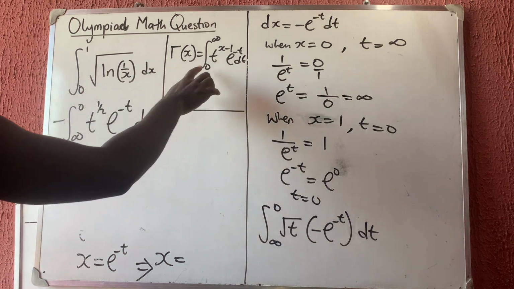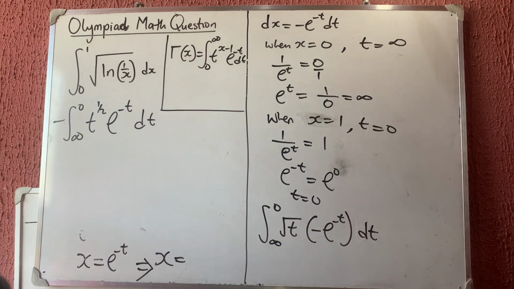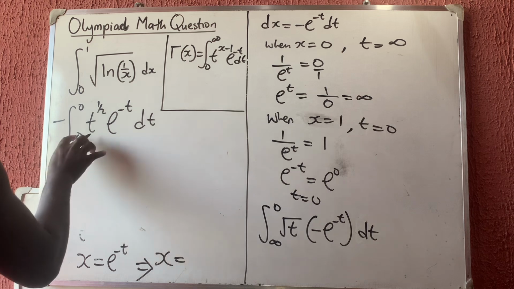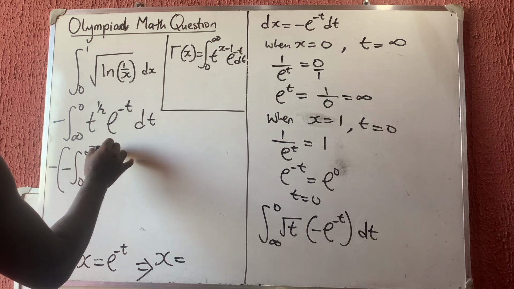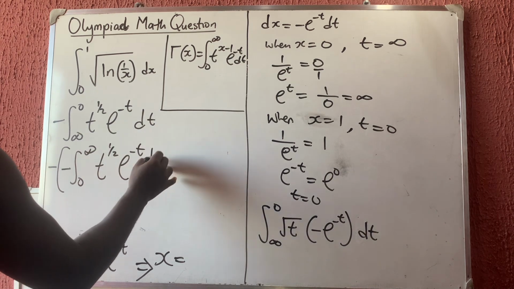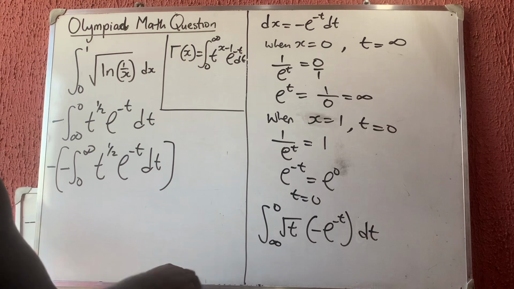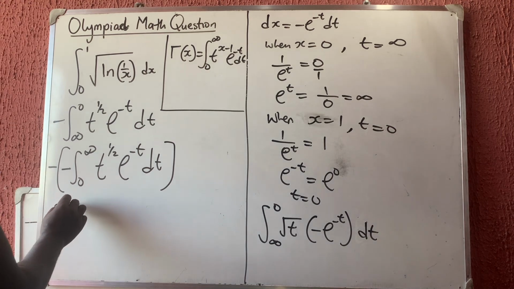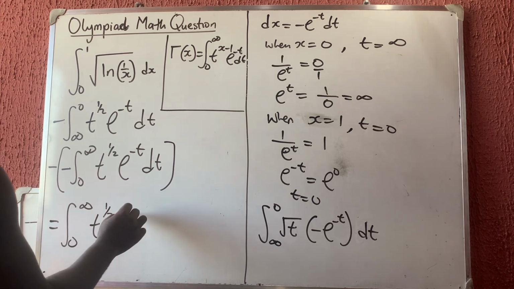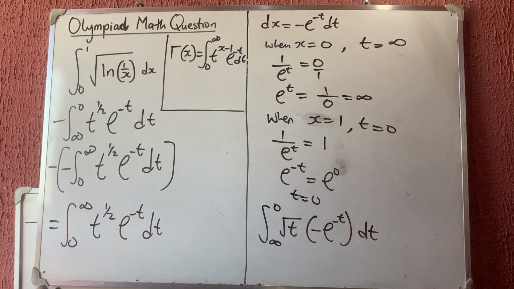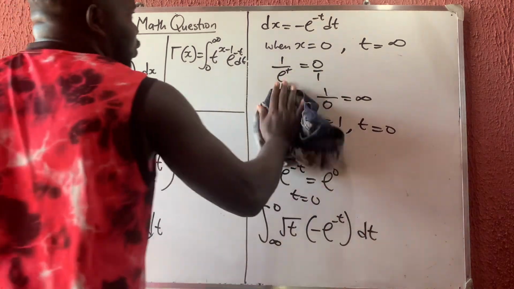The problem we have is that this started from 0 to infinity, while ours started from infinity to 0. To swap it is just to put minus. So I have this minus that is already here. Now for me to swap this is going to be minus the integral from 0 to infinity of t raised to power half, then e raised to power minus t dt. Now minus multiply minus, they are gone. It becomes positive. So I'm now left with the integral from 0 to infinity of t raised to power 1 over 2, then e raised to power minus t dt.